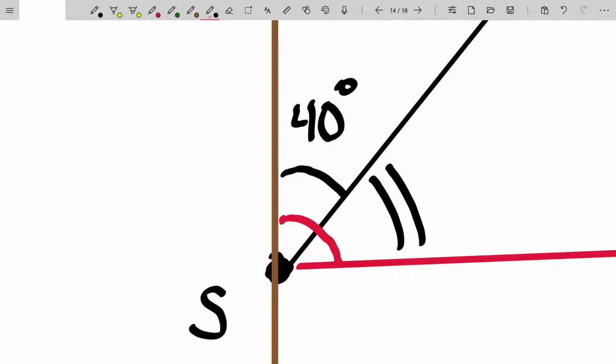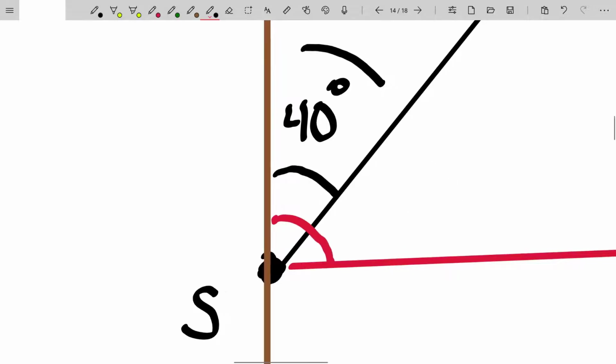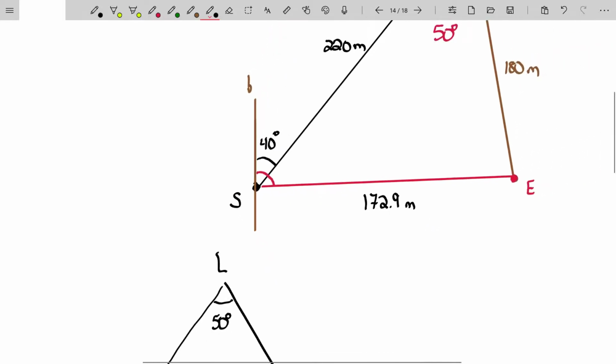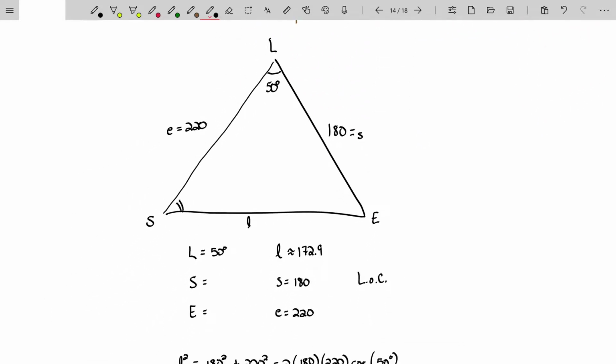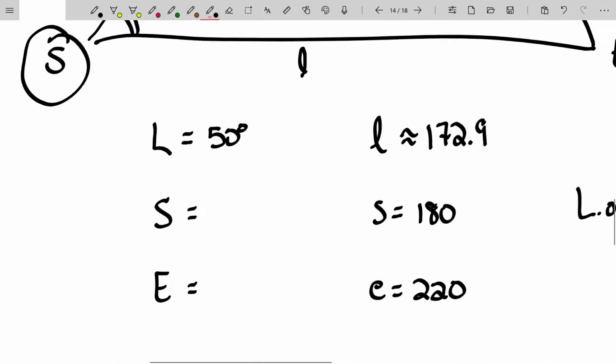So again, heading is measured from due north. So we'd have this 40-degree angle right here plus whatever this additional angle is, and that would be the heading from the starting point to the plane. Well, that's the same as this angle right here, S. So I'd love to find the angle S.